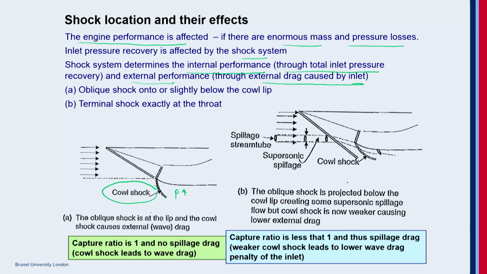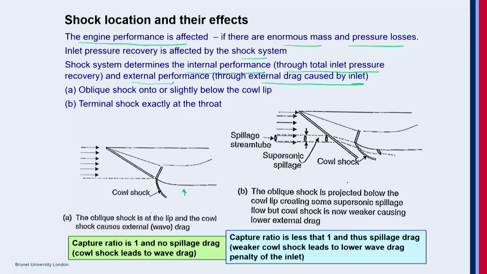But then if you have a reduced mass loss, then you have a better internal performance here. So you need to outweigh the internal and external performance. Now we're going to look at the situations where oblique shock is placed onto or slightly below the cowl lip. That's what we're going to look at. And the terminal shock exactly on the throat.